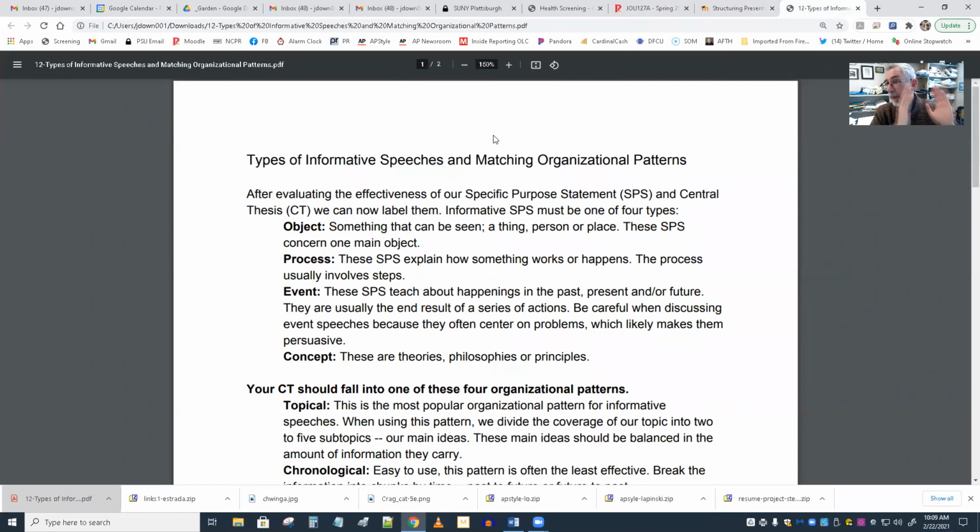Okay, so here's the thing. We're talking now about informative presentations. Remember, we're really taking a turn into informative, which is what we're going to be doing most of for a while. We talked about how you build the SPS, but it can be useful to take these purpose statements and kind of describe what kind of an SPS they are, right? Try to make criteria and try to fit them in different slots, different baskets, right?